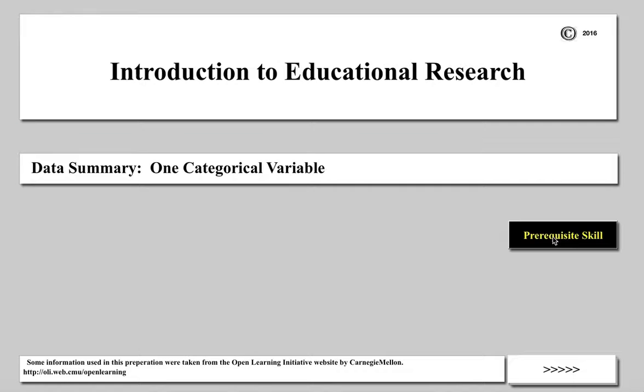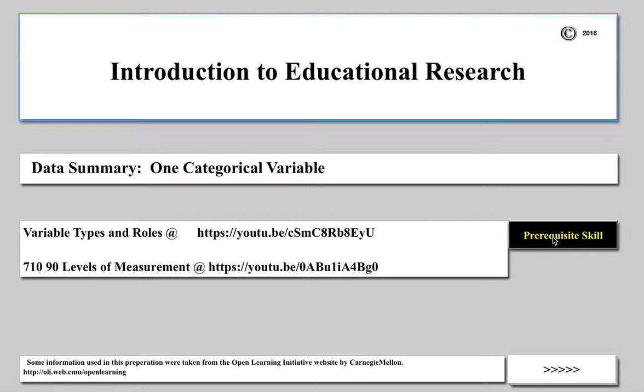There are a couple of prerequisites that you probably should have already accomplished to get the full benefit out of this video. You should have seen the video Variable Types and Roles, and it's at this URL on YouTube. And you should also have watched the video Levels of Measurement, and it's located at this URL on YouTube. But it's suggested that you take a look at both of those so you'll have a good understanding of what a categorical variable is and where it fits in the measurement scale. But let's go on and I'll give you an example.